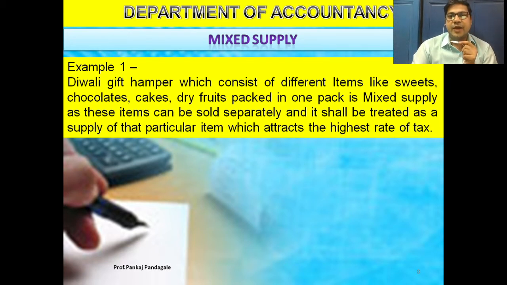So here, why do we call it a mixed supply? Because all items can be sold separately, they do not depend on each other, but in this particular Diwali gift hamper, they are packed in one pack, therefore it is called a mixed supply.